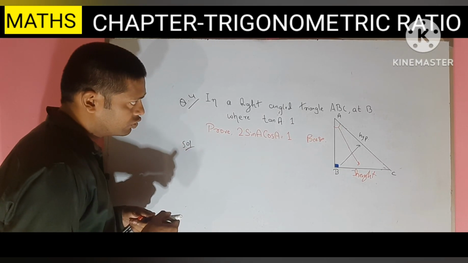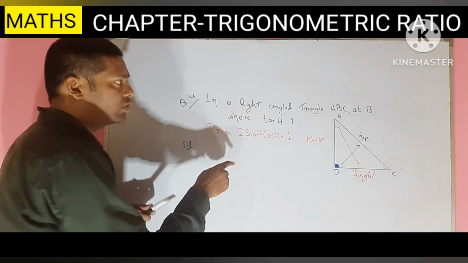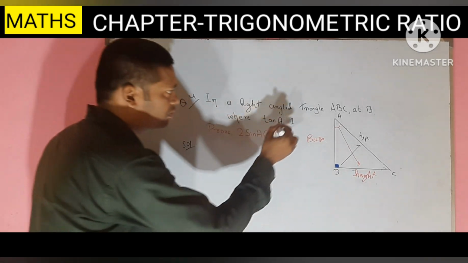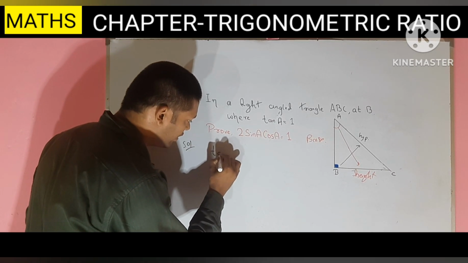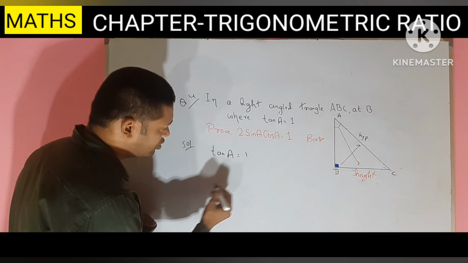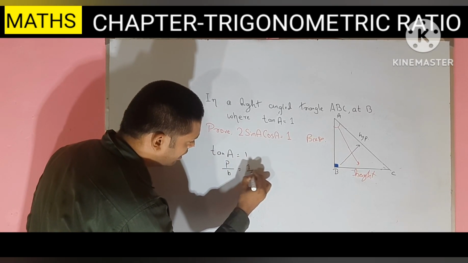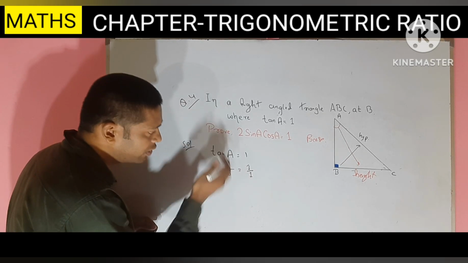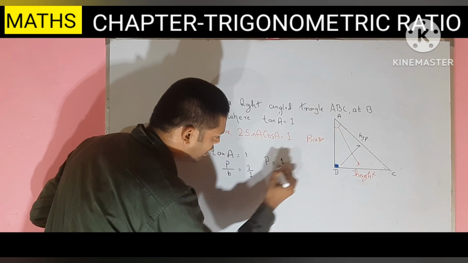We understood A is the point of view, so this is the height and this is the base. We know tan A is equal to 1, they gave you. In the first video we explained this. Tan A equal to 1 means, the tan formula is perpendicular by base, equal to 1. So 1 by 1; if nothing is there in the denominator, you take it as 1. So perpendicular is 1.